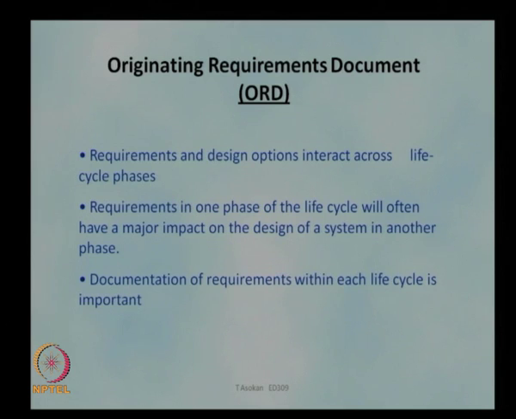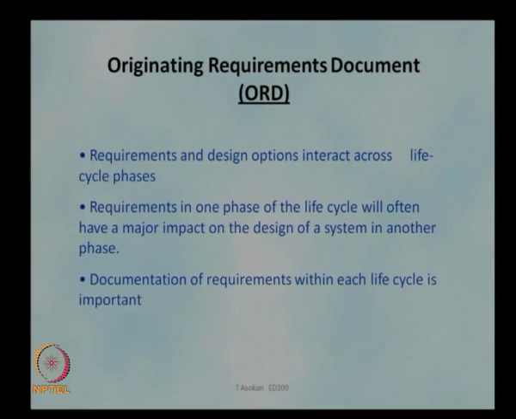So the design phase requirements will have a major impact on the manufacturing phase. Similarly, the manufacturing phase requirements may impact the operational phase. Therefore, we need to make sure that these requirements we identify are consistent, and that their impact on the other life cycles is as minimal as possible. And the documentation of requirements within each life cycle is important. So the requirements need to be recorded for each life cycle separately. As I mentioned, the requirements are different for each life cycle, and therefore we need to record these requirements for each life cycle separately.